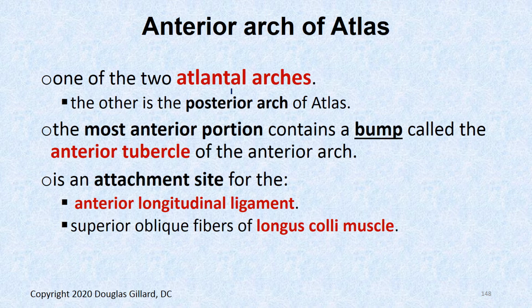Anterior arch of atlas. Remember, that's part of the ring of atlas, made up by the anterior arch, the posterior arch, and the two lateral masses. This one is smaller than the posterior arch. It has a little bump on it called the anterior tubercle. The anterior tubercle is important because the anterior longitudinal ligament attaches there, and the superior oblique fibers of the longus colli muscle also attach there.